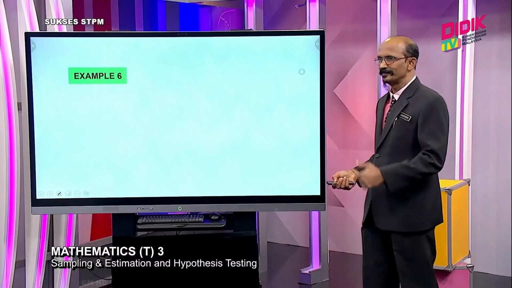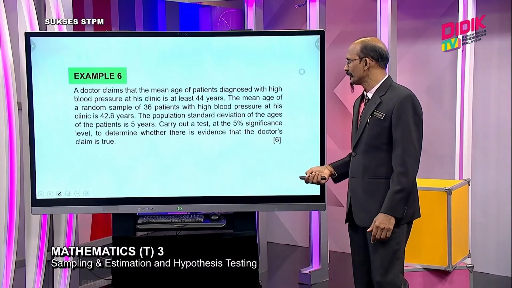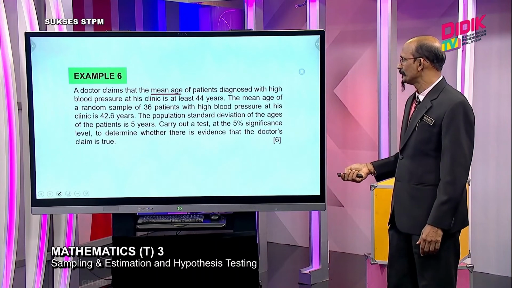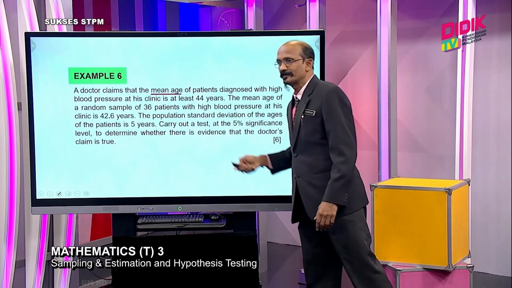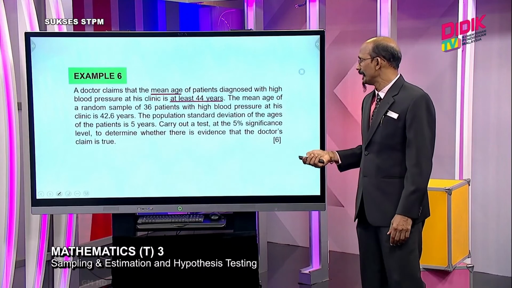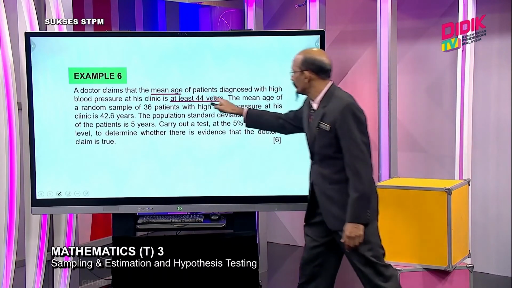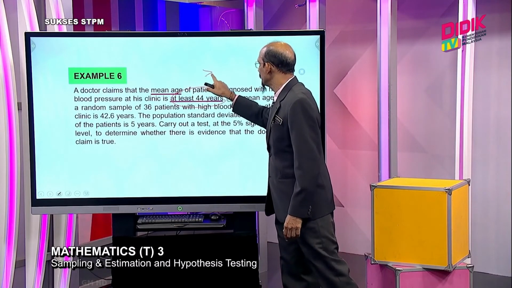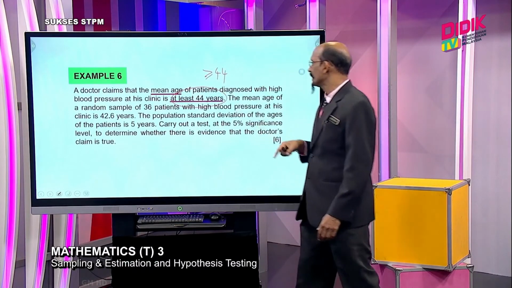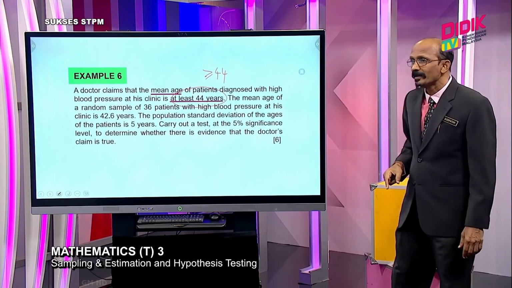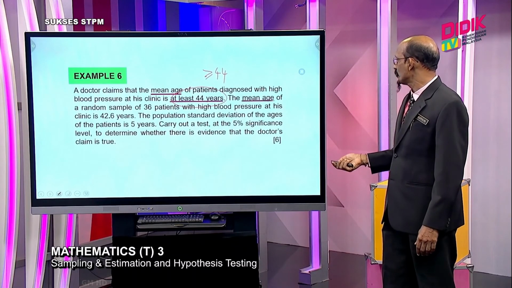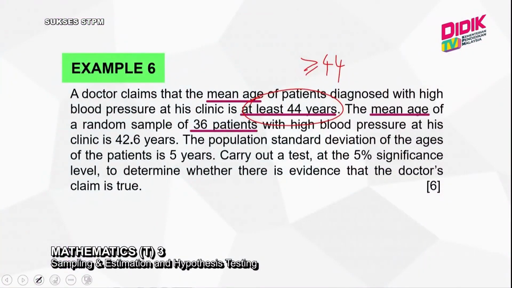Let us see one example. This is a question regarding hypothesis testing, regarding mean age, so I am testing the mean. At least 44 years: this is the key point, 44 years. At least 44 means the mean must be greater than or equal to 44, which means that one shows the null hypothesis. Then the mean age of a random sample of 36 patients is 42.6.